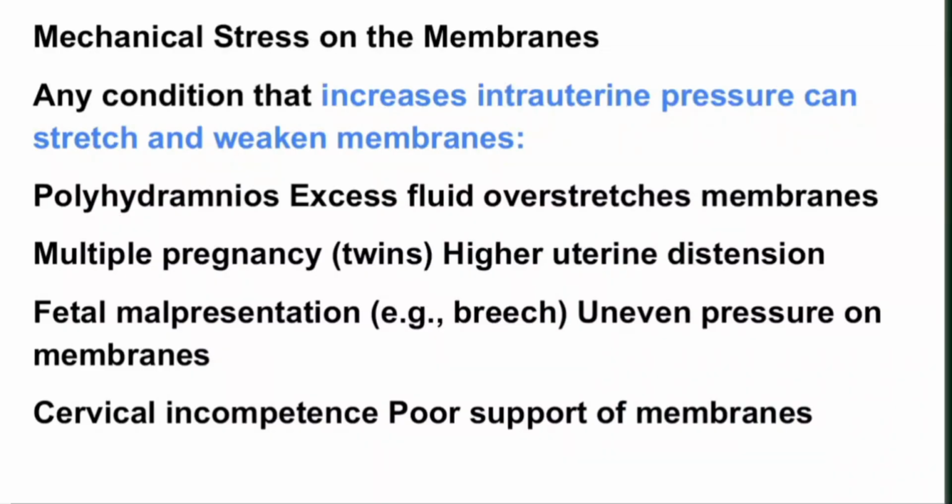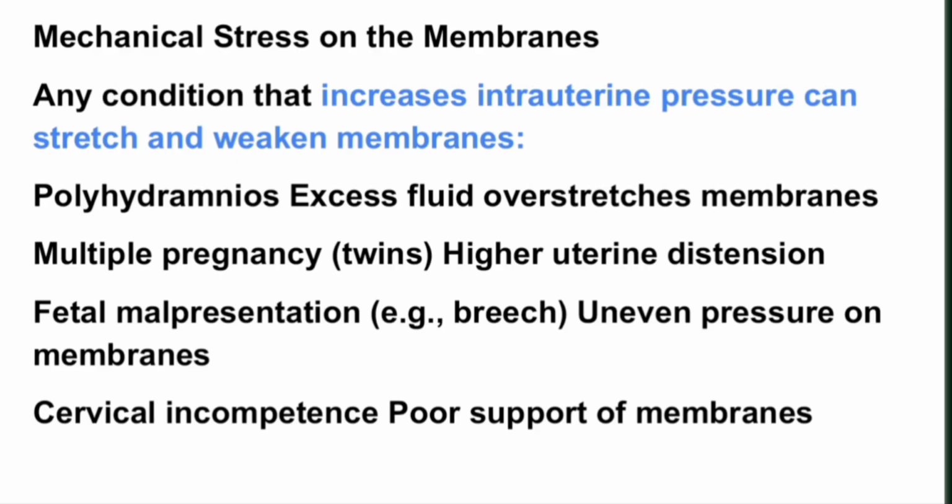And the other thing we need to consolidate on is how the mechanical stress on the membranes can increase intrauterine pressure, and stretch and also weaken the membranes. So in conditions like polyhydramnios, there's excess fluid due to an imbalance between the absorption and the production. This causes excessive fluid, which overstretches the membranes and eventually causes micro tears, and eventually a gush of fluid or leaking from the amniotic sac.